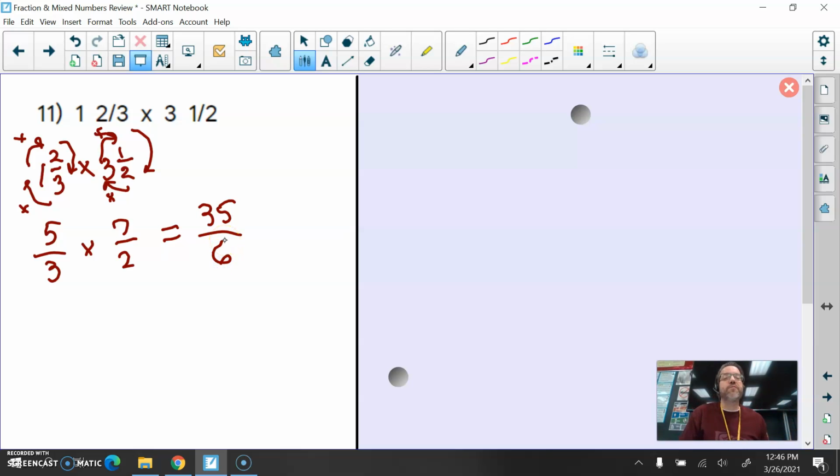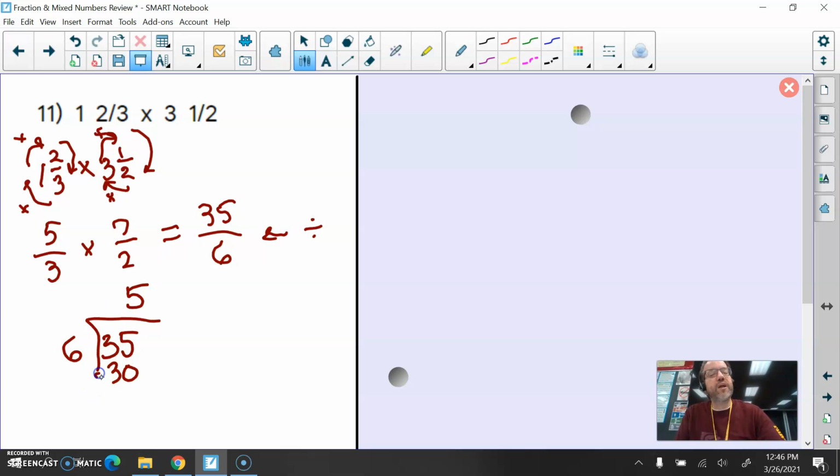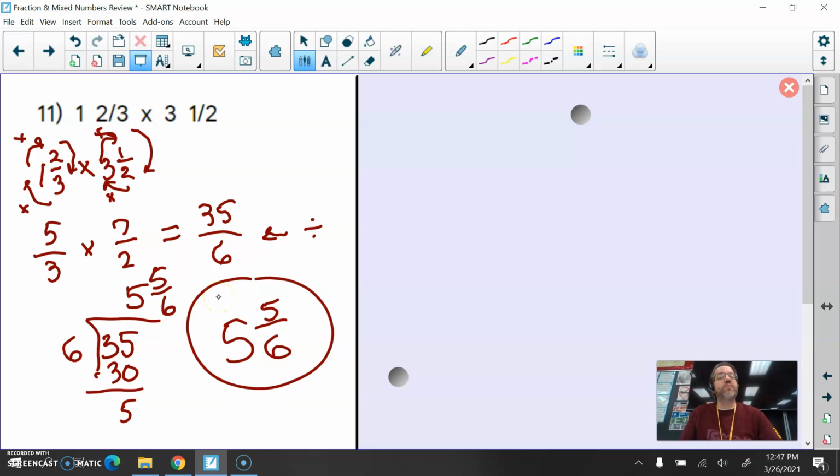So I know it's fully simplified, but I don't want to leave my answer as an improper fraction. Remember, the fraction bar means divide. So we need to divide 35 by 6, and then it will be converted back to a mixed number. 6 times 5 is 30. When I subtract, I get a remainder of 5, which goes over the divisor of 6. So 5 and 5/6. I'll rewrite that here. 5 and 5/6 is what we get when we multiply 1 2/3 by 3 1/2.